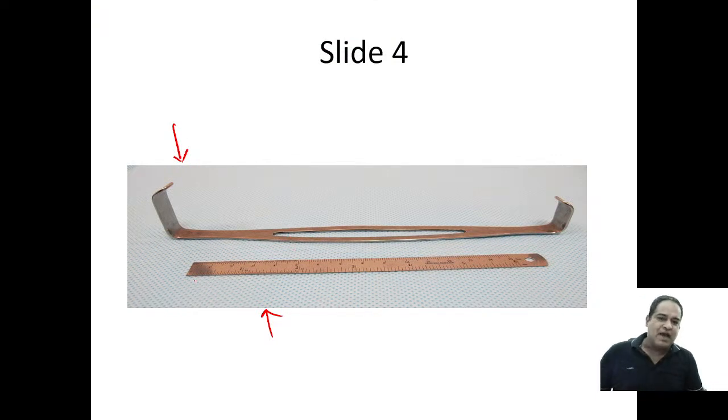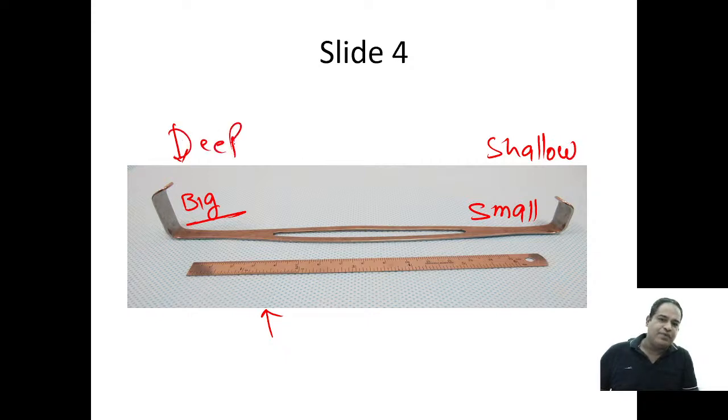See, this is an Army Navy retractor. You can see there is a bigger prong on one side and a small prong on the other side. This one is for shallow dissection. This one is to be used for comparatively deeper dissection.